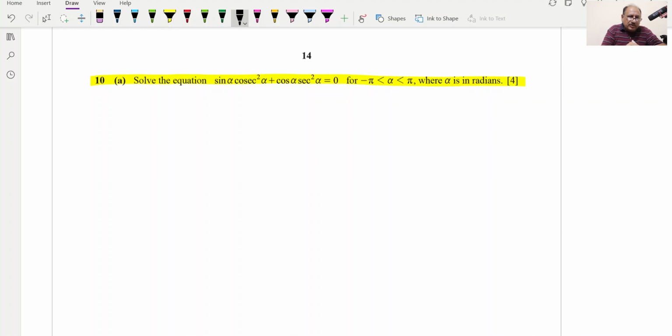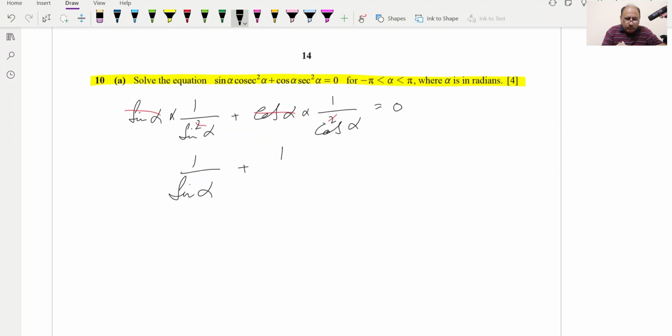So we can rewrite the equation. Cosecant square alpha is basically 1 over sine square alpha. So we can write sine alpha into 1 over sine square alpha, plus cos alpha into 1 over cos square alpha, and this is equal to 0. We can cancel sine alpha with the square, cos alpha with the square. So we will get 1 over sine alpha plus 1 over cos alpha is equal to 0.